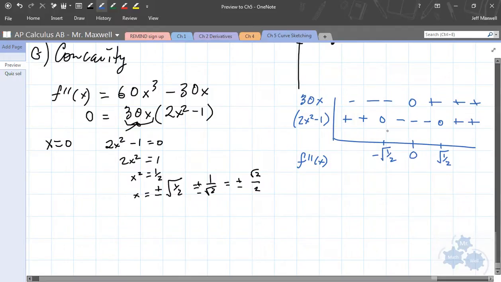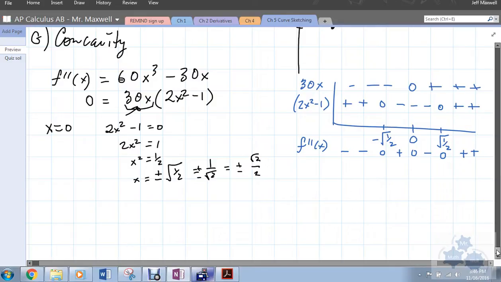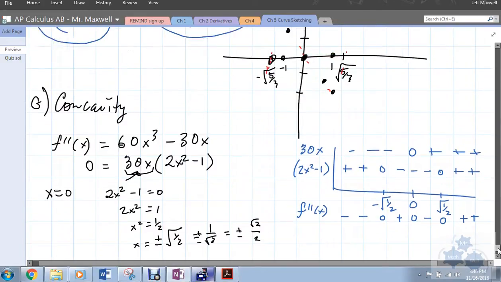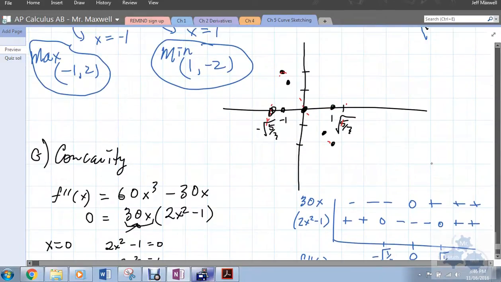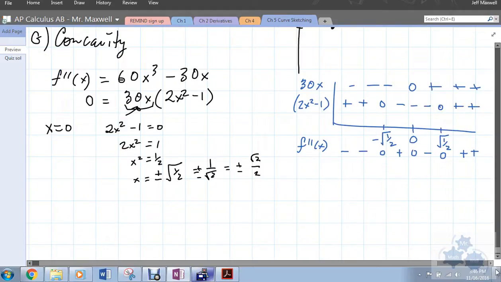So what that tells us is this. We have negative concavity here. Comes to a 0 here, and this is positive: 0, negative, 0, positive. Alright? And so that changes things in our graph, doesn't it? Alright, so I'm going to just recreate this graph, what we have so far, down below.